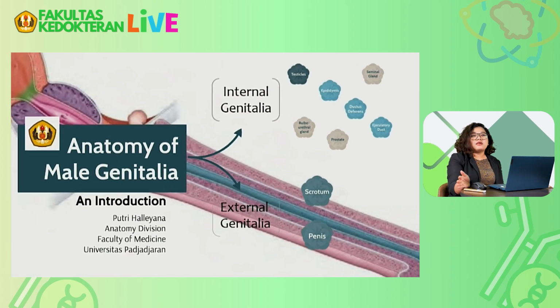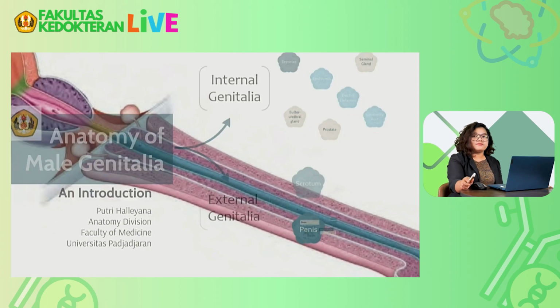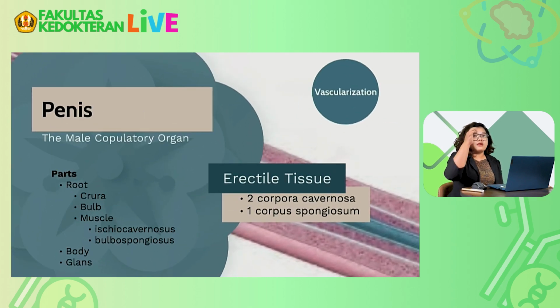And then next we are talking about the penis. The penis is the male copulatory organ. Its function is to deliver the sperm to the female genitalia, so the sperm and the ovum can meet. The penis in general has three parts. First, the root, which is the closest to the trunk, and then the body, the main part, and then the glans, or the tip, which is the head of the penis.